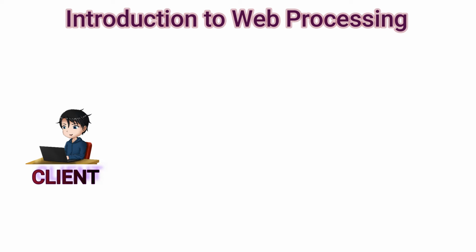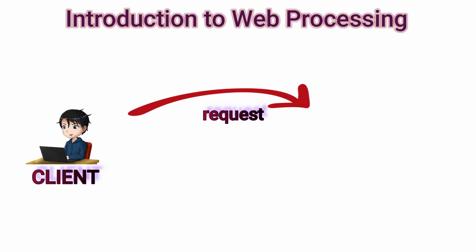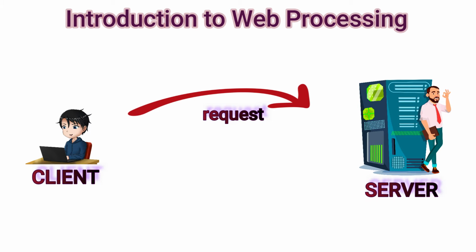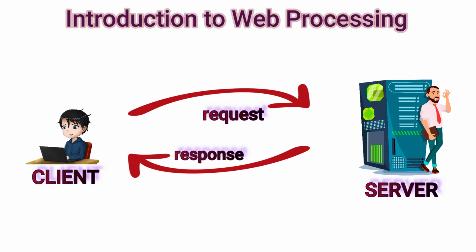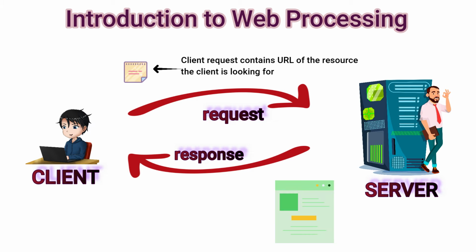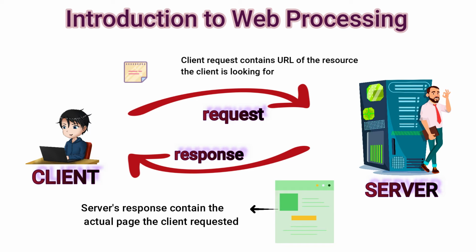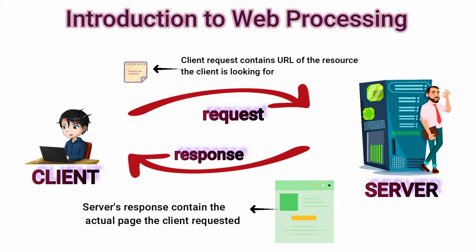Introduction to Web Processing. The web contains billions of clients and servers which are connected through the network. Web clients make a request to the web server, and the web server receives the request, finds the resources and returns the response to the client. A client request contains the URL of the resource the client is looking for, and the server response contains the actual page the client requested.